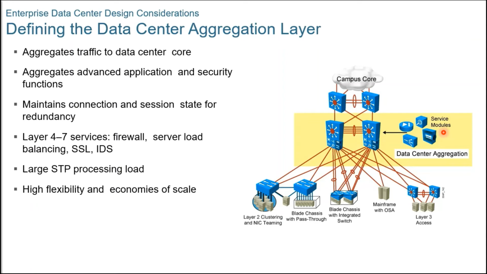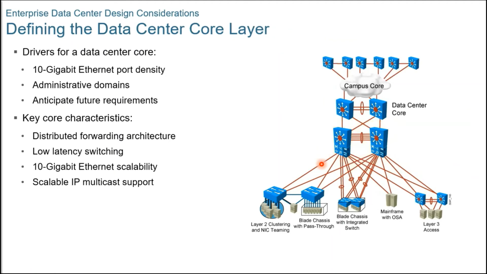Now, this highly flexible design takes advantage of the economies of scale by lowering the total cost of ownership, or TCO, and reducing complexity by reducing the number of components to configure and manage. Service devices deployed at the aggregation layer are shared among all the servers, whereas service devices deployed at the access layer benefit only the servers that are directly attached to the specific access switch.